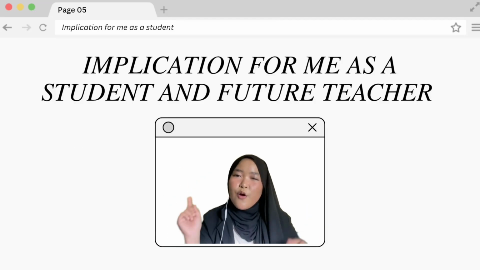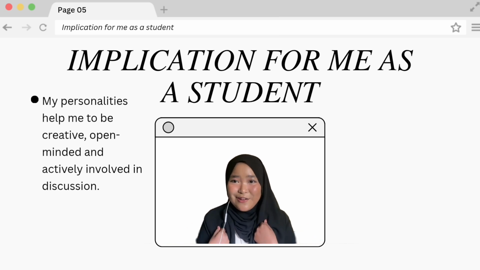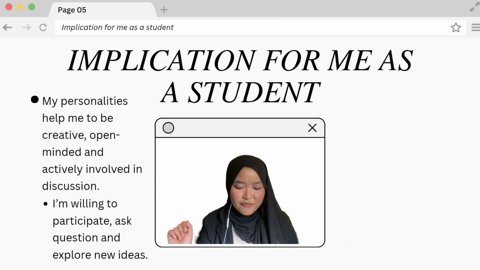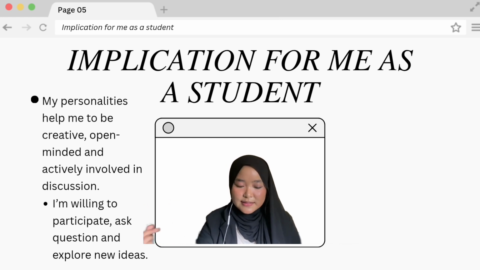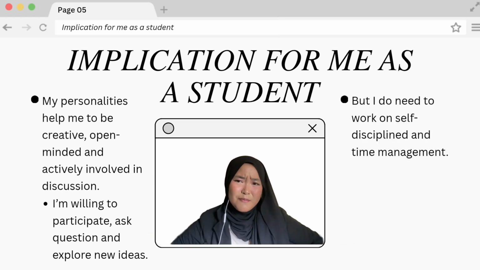Now, let's start with implications. Firstly, as a student, my MBTI trait has helped me a lot to become more creative, open-minded, and actively involved in class discussion. I am often willing to participate, ask questions, or give opinions or new ideas in class. But at the same time, I need to work on my self-discipline and time management.